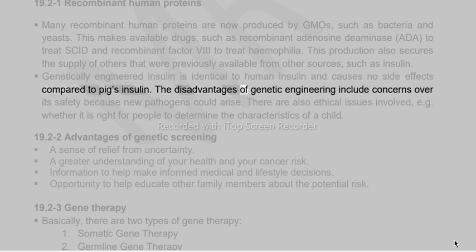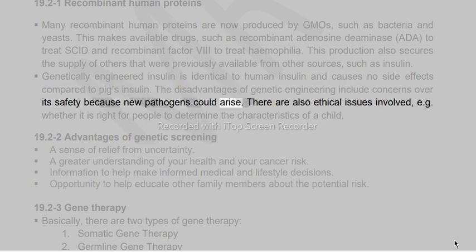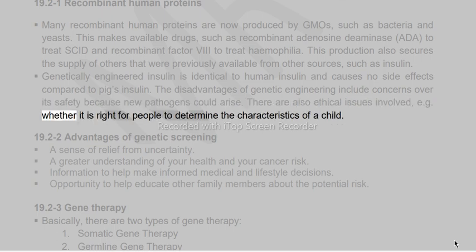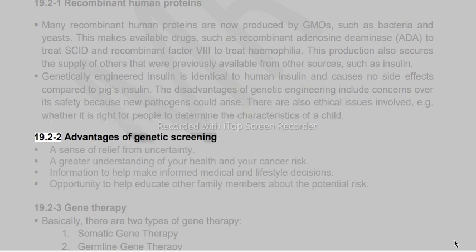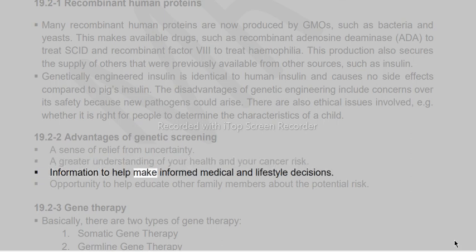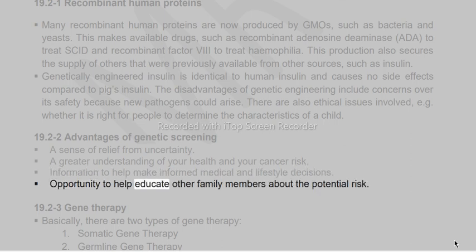The disadvantages of genetic engineering include concerns over its safety because new pathogens could arise. There are also ethical issues involved, e.g., whether it is right for people to determine the characteristics of a child. 19.2-2 Advantages of genetic screening: a sense of relief from uncertainty, a greater understanding of your health and your cancer risk, information to help make informed medical and lifestyle decisions, and the opportunity to help educate other family members about the potential risk.